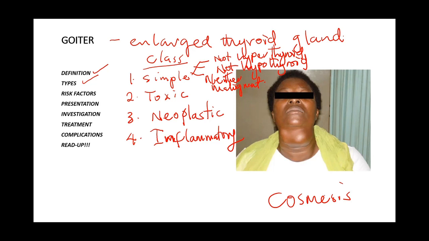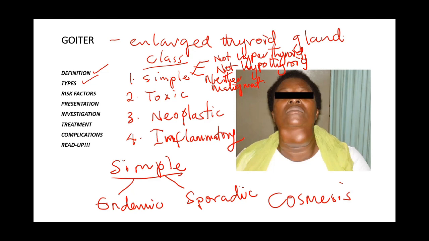And you should know that simple goiters are broadly categorized into two types: endemic and sporadic. Endemic goiters are goiters that affect up to 10% of the population in a community. In endemic goiters, there's a common risk factor in that community that predisposes the community to risk, while sporadic goiters occur randomly in a community.